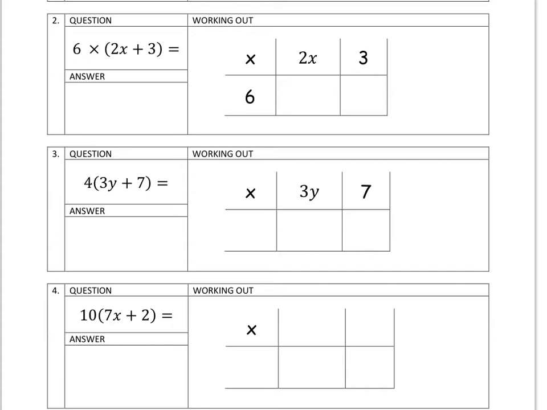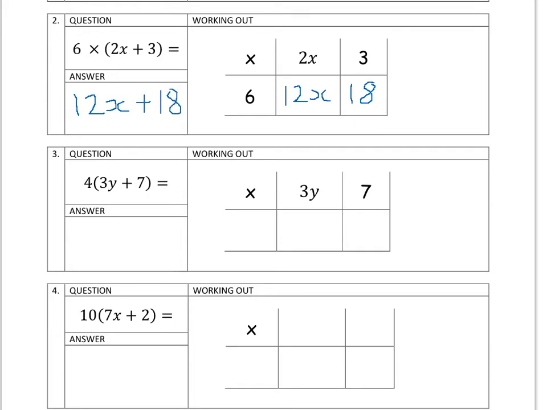So 6 times 2x would be 12x, and 6 times 3 is 18. And as before, I get my final answer by adding together those two bits. But in algebra terms, 12x plus 18, you cannot simplify that any further. So the final answer for this question is 12x plus 18.